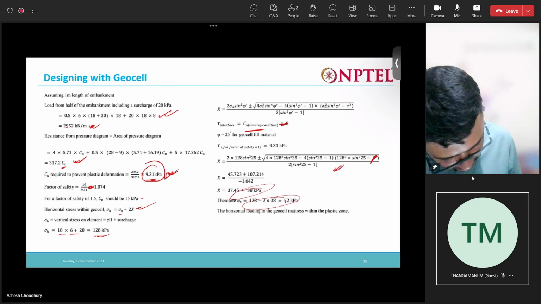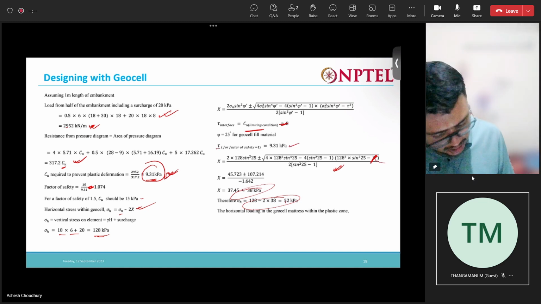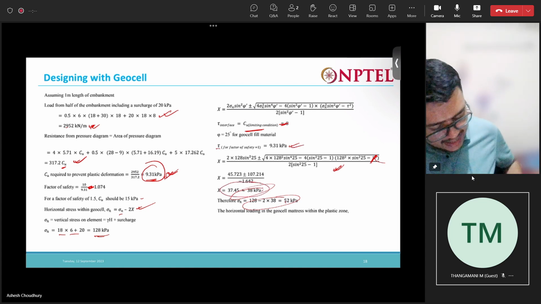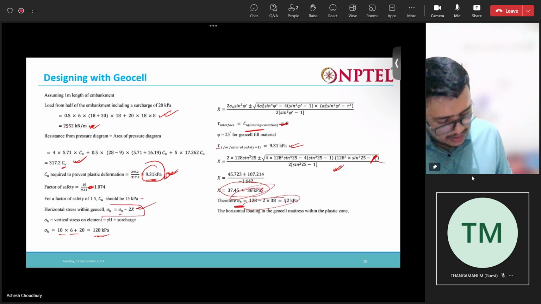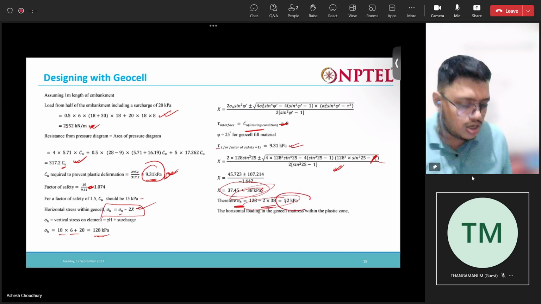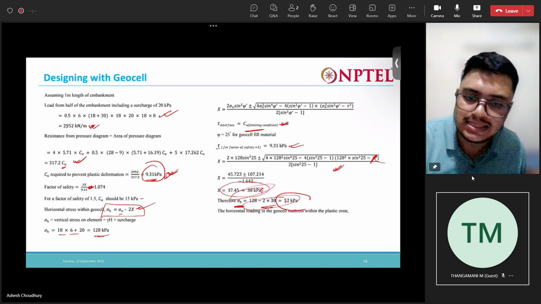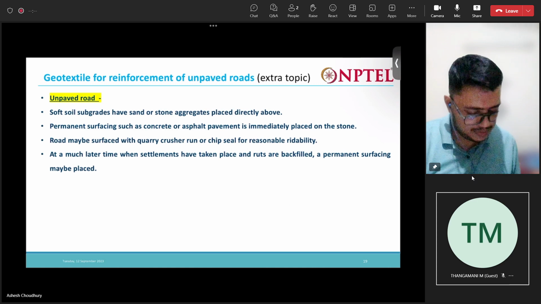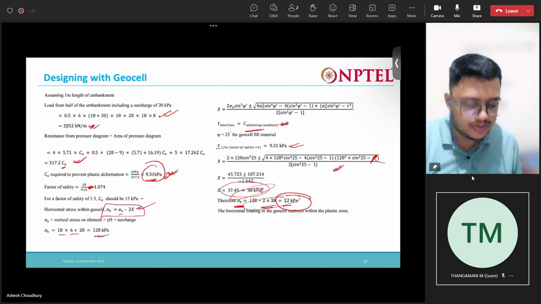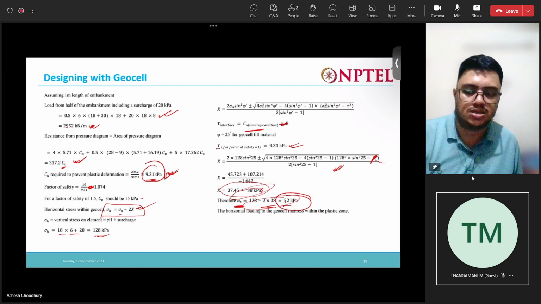x from here. So the tau here should be how much? This is 9.31. So put 9.31 and find this x. From that x we find this sigma h by using this expression. So sigma v minus 2 times this x will give you sigma h. As we had discussed, the tensile strength should be greater than this value. Tensile strength here is 52, so tensile strength should be at least 52 kilonewton per meter.